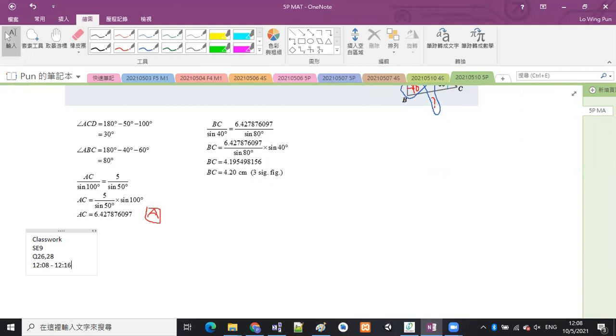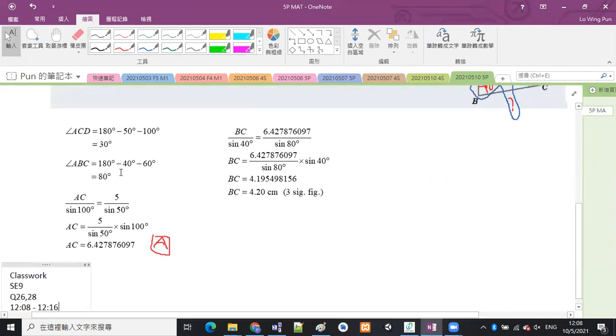Can you see my words? No. Is it okay? Let's do number 26 and 28.